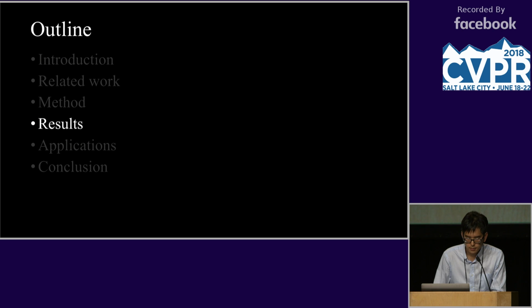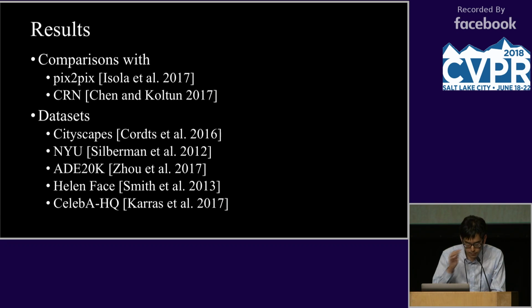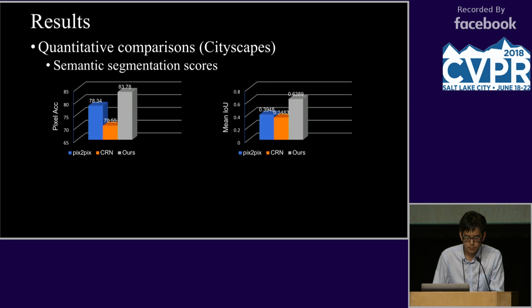Now let's look at some results. We compare with two state-of-the-art methods, Pix2Pix and CRN, and we run them on 5 different data sets. This is the quantitative comparison. So we run a semantic segmentation network on the results of different methods. As you can see, our results are much better than the other methods.